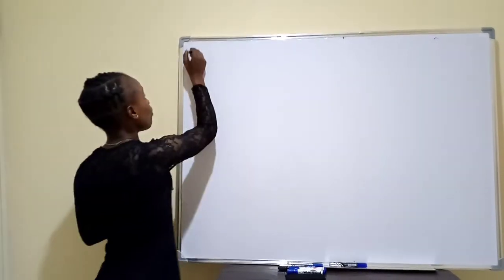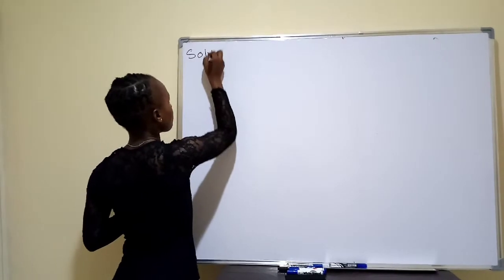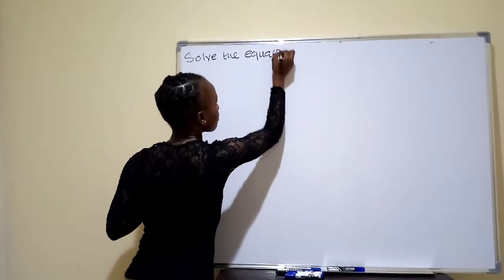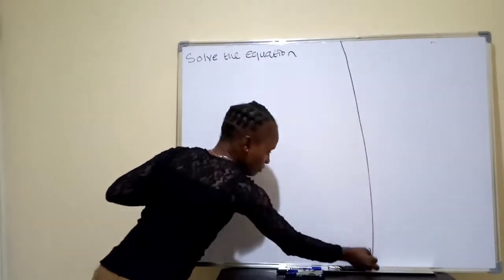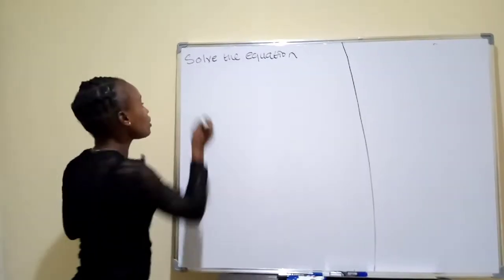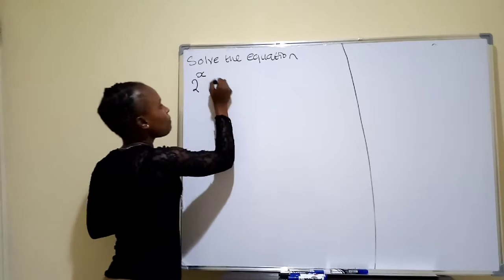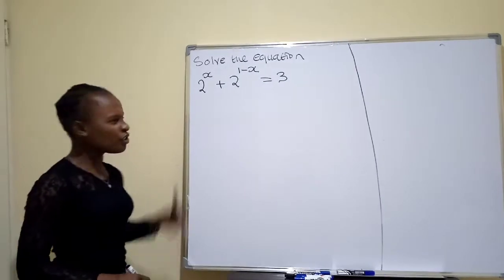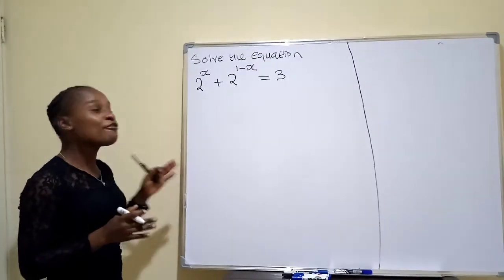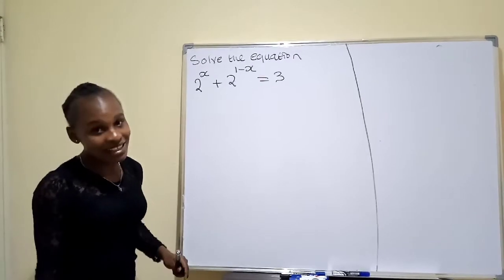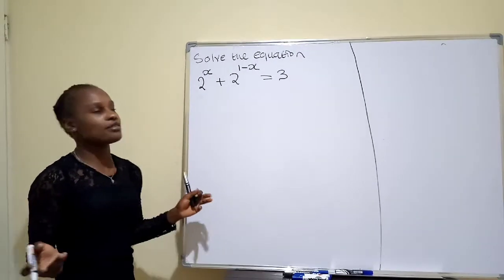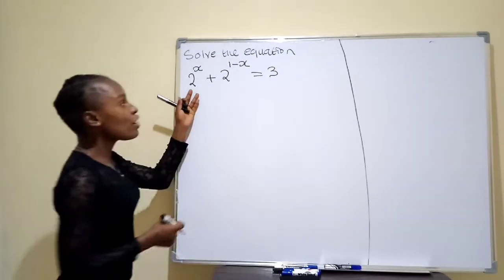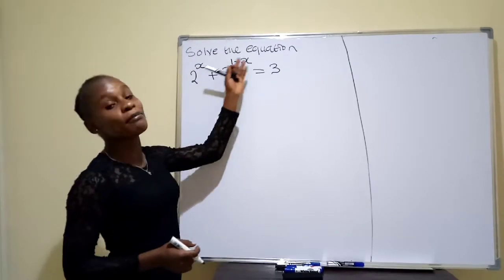If you've been asked to solve the equation, which is 2 to the power x plus 2 to the power 1 minus x being equal to 3. Whenever you've been asked to solve this, it simply means that you have to find the value of x, which is this x and this x, which is interesting, right? So we already have 2 to the power x plus 2 to the power 1 minus x.